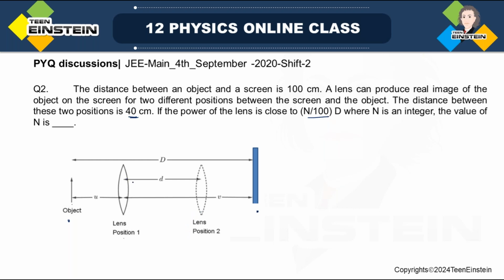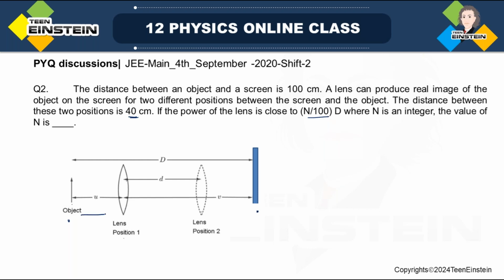Okay, so the distance between these two positions is small d, suppose, and the distance between the object and the screen is capital D. Okay, so we know that for each position, the final image is formed on the screen.